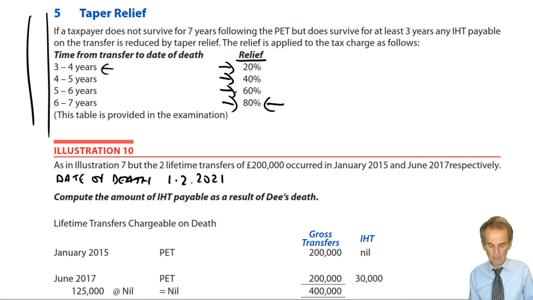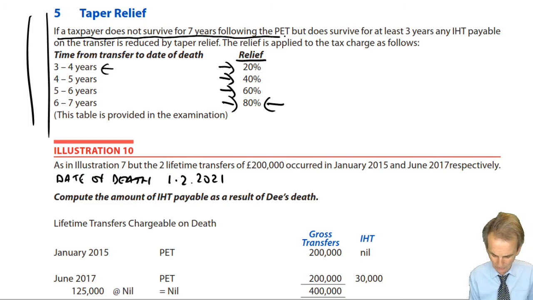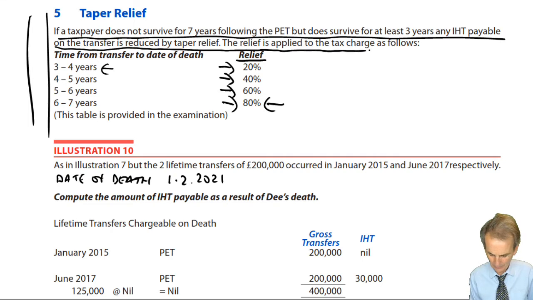Now, we're only talking about PETs here. If a taxpayer does not survive for 7 years following the PET, but does survive for at least 3 years, any IHT payable on the transfer is reduced by taper relief. The relief is available to the tax charge as follows.